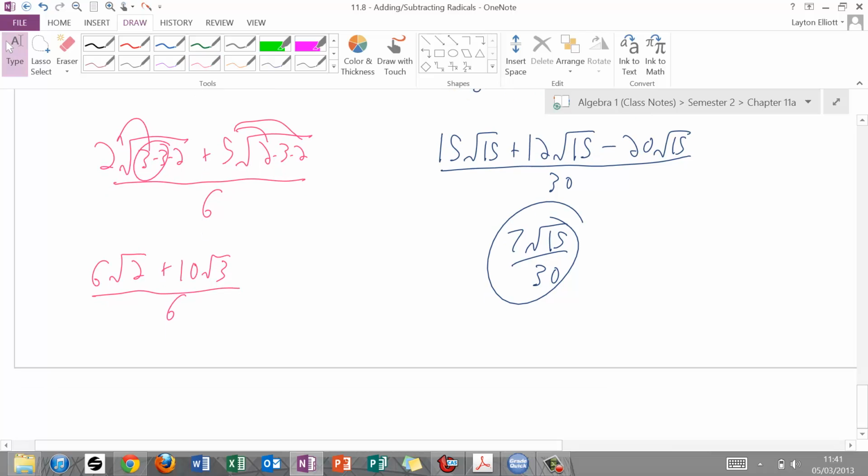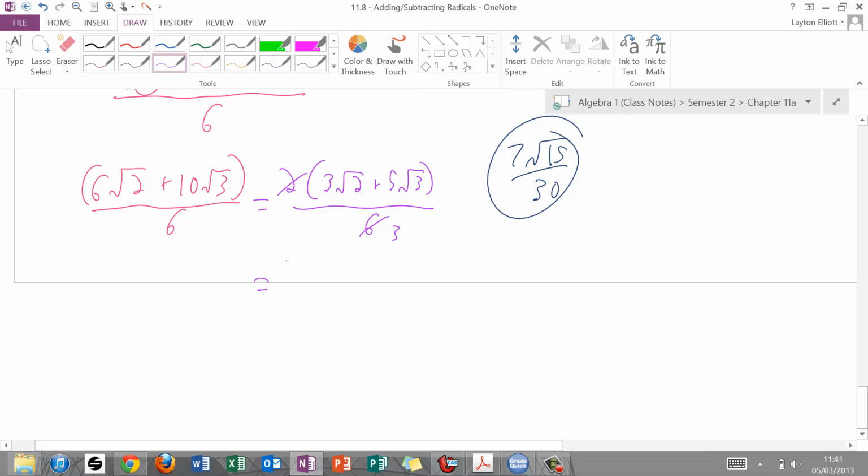This one can factor. If I take a 2 out of the numerator, I get 2 times 3 radical 2 plus 5 radical 3 over 6. And those are going to cancel. And my final is going to be 3 radical 2 plus 5 radical 3 over 3.